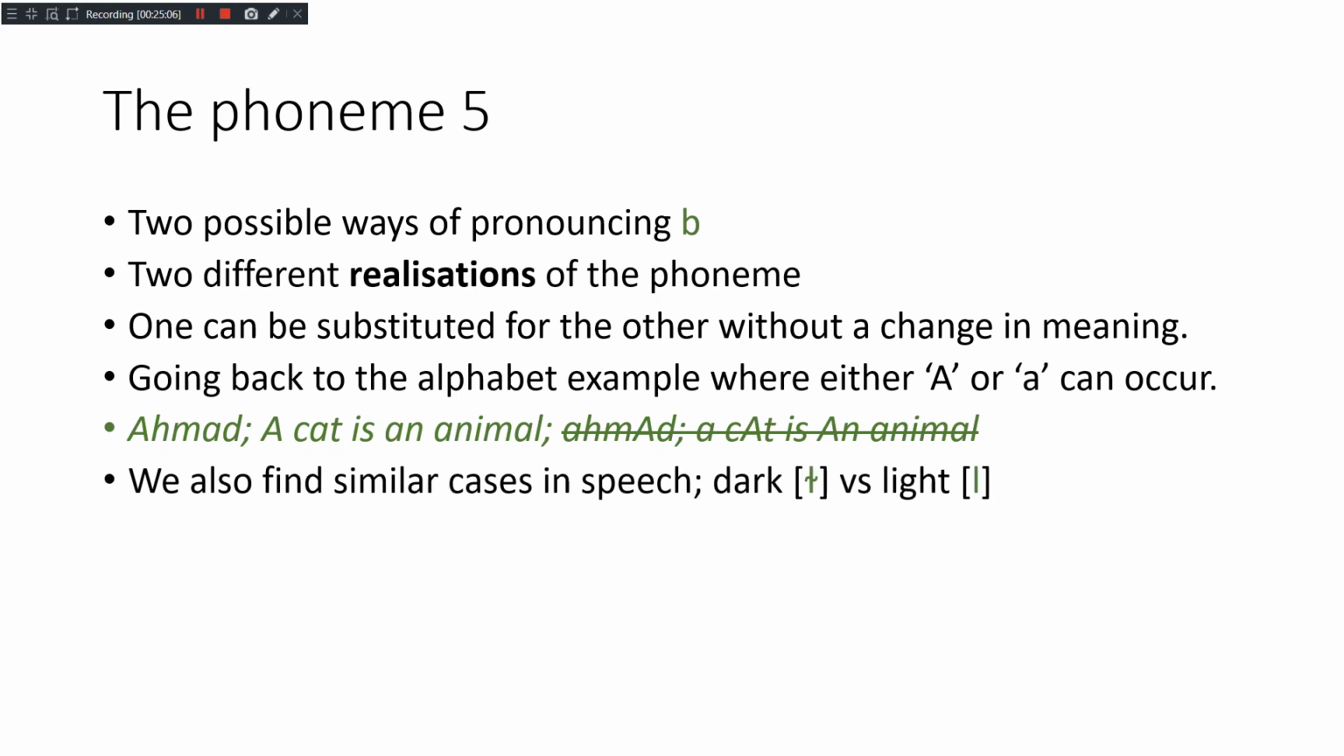We also find, as I said in other slides, similar cases in speech. And the example that I gave you was about dark L versus light L, or aspirated versus unaspirated plosives. In English, at the beginning of words, p, t, and k are aspirated. Pat, pork, tea, all of them are aspirated. But at the end of words, p, t, k are unaspirated.